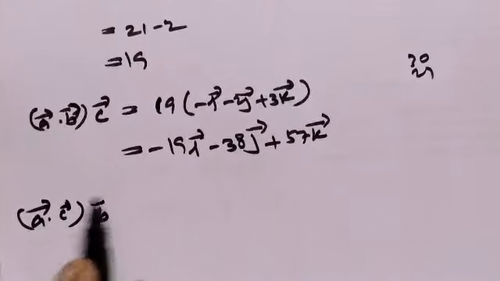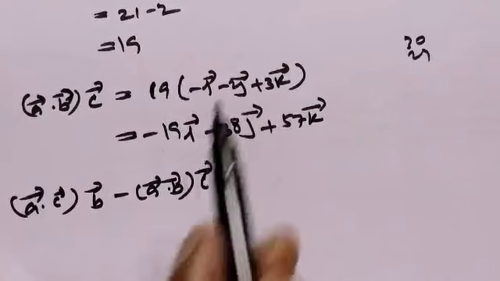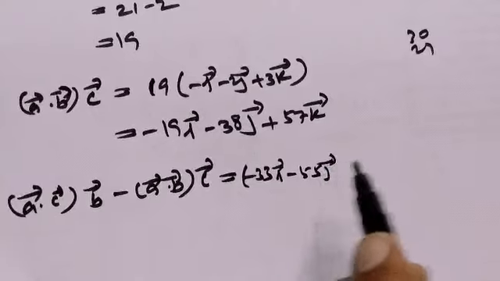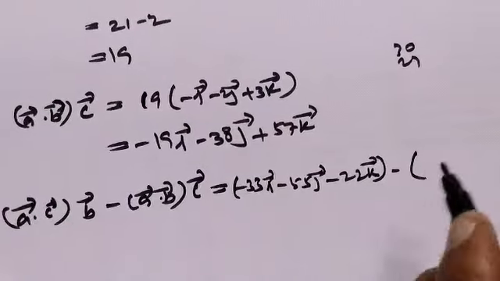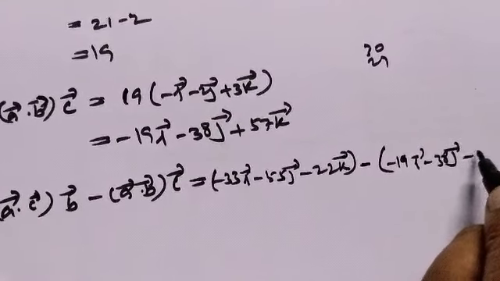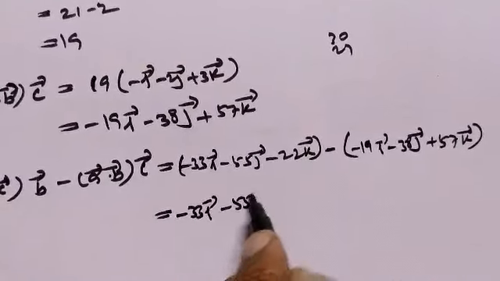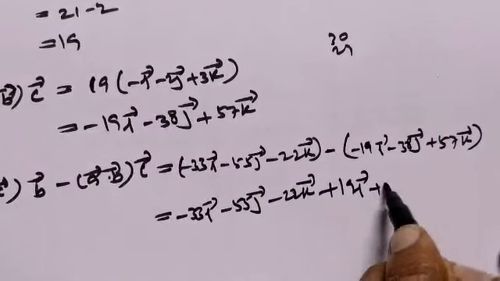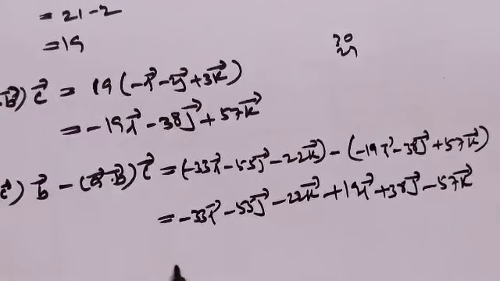a dot c into vector b minus a dot b into vector c. a dot c into vector b is minus 33 i vector minus 55 j vector minus 22 k vector, minus a dot b into vector c, which is minus 19 i vector minus 38 j vector plus 57 k vector. So minus 33 i minus 55 j minus 22 k. Opening the minus, the signs change: plus 19 i vector plus 38 j vector minus 57 k vector.